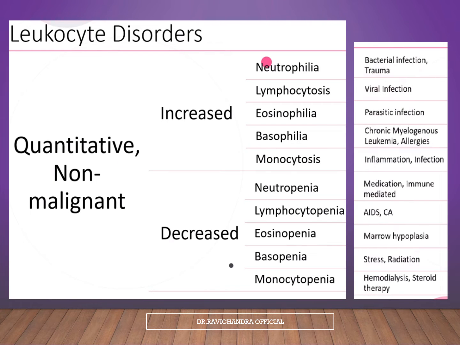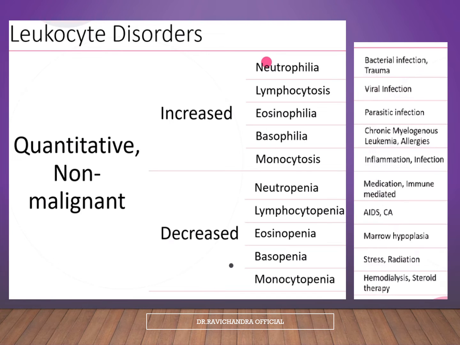In the quantitative non-malignant, that is reactive, there will be increased count or decreased count. Increased count is neutrophilia, seen in bacterial infections and trauma; lymphocytosis, increased lymphocyte count in viral infections; eosinophilia, increased eosinophil count in parasitic infections; basophilia, increased basophil count seen in CML, chronic myelogenous leukemias, and few allergies. Monocytosis is increased monocyte count seen in all inflammations and infections.